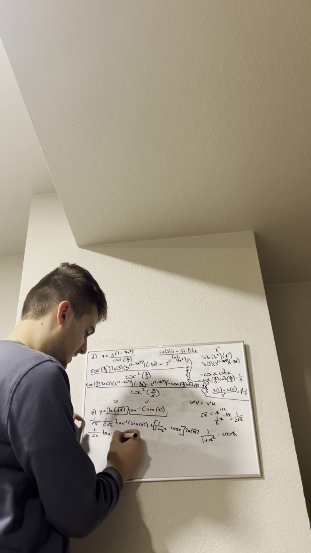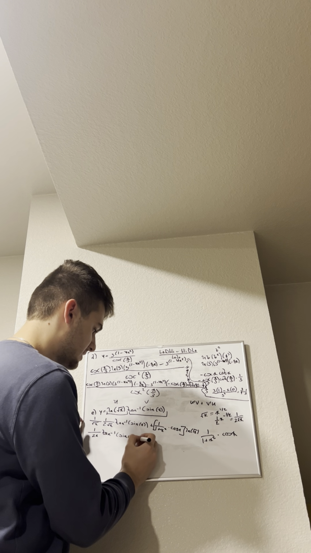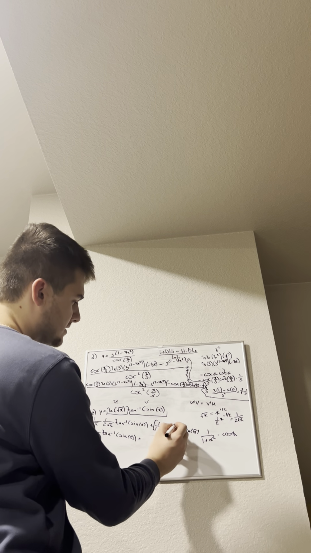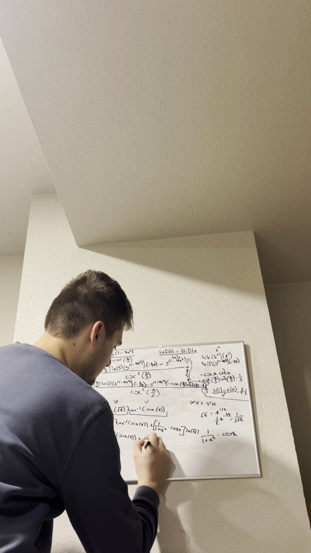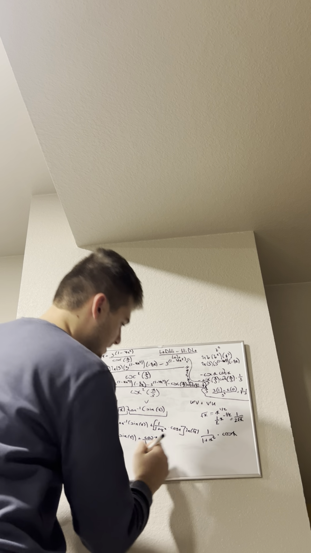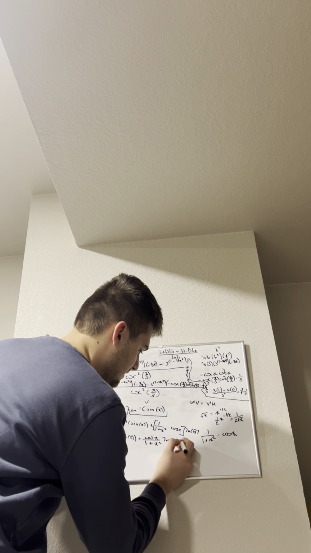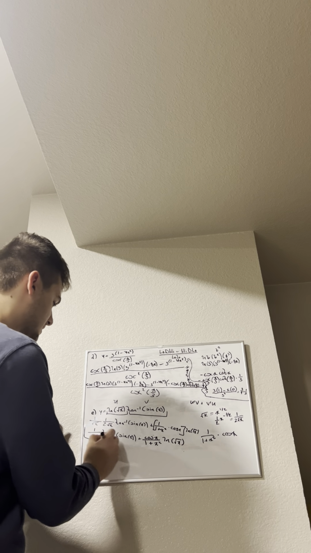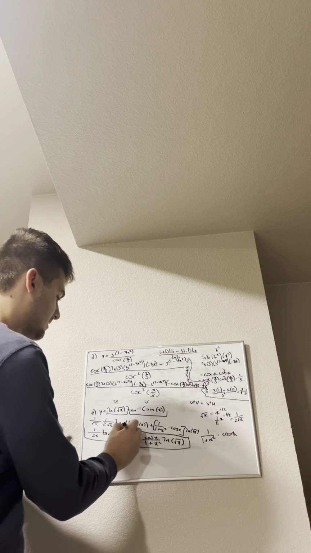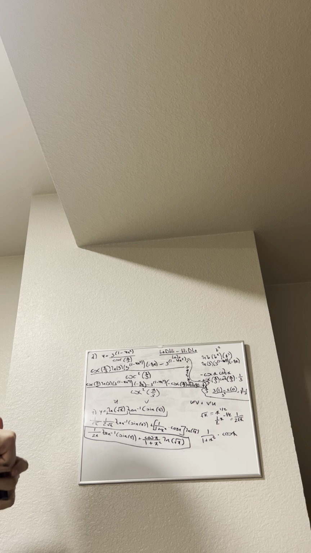of sine x, plus, honestly, you can just rewrite this as cosine of x over 1 plus x squared, and then times ln of square root of x. So this should give you the final derivative for this expression right here. So yeah, that's really all for it.